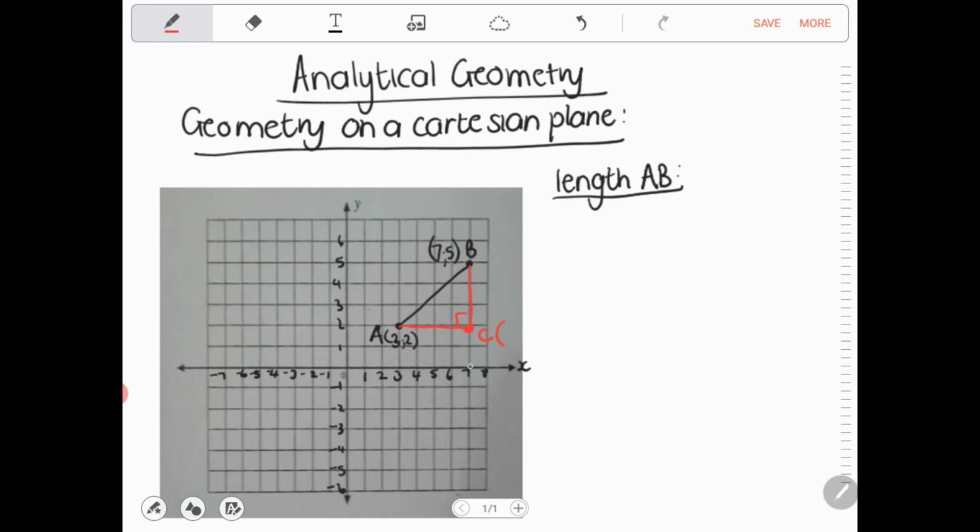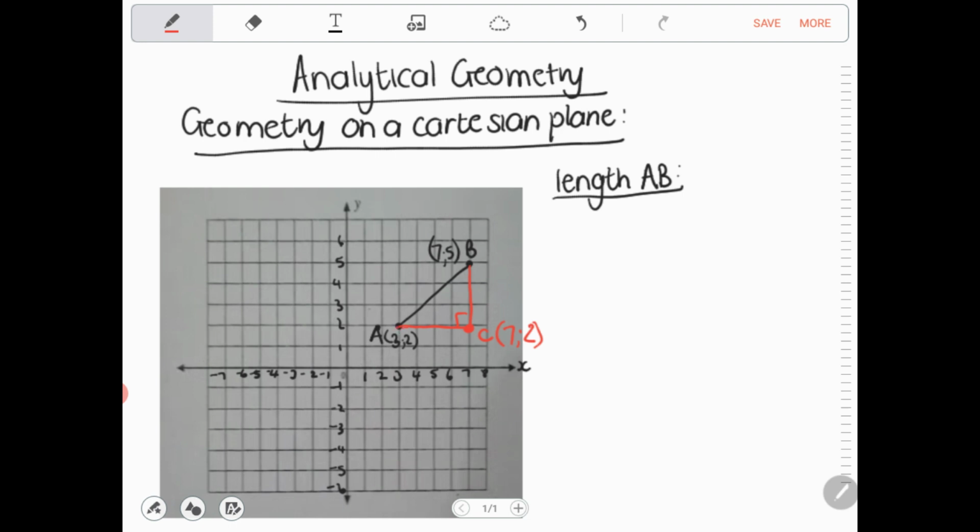Now this point here, let's call it C, would have an x coordinate of 7. See how the x is a 7 there? And it would have a y coordinate, let's look here, the y coordinate is 2. So the coordinates of C at that right angle there would be x is 7, y is 2. Okay, now we all know that using Pythagoras, we can find out the hypotenuse of a right-angled triangle.